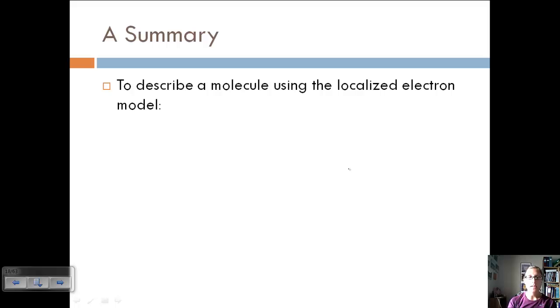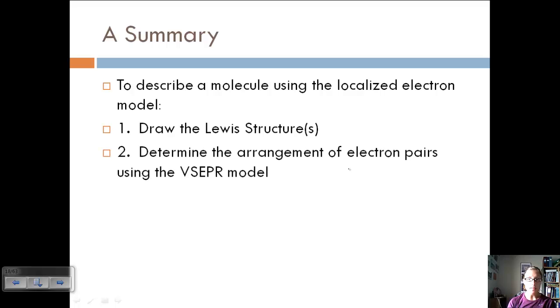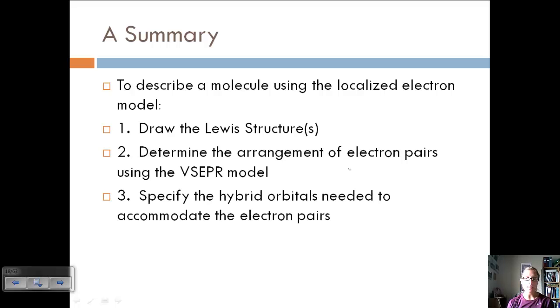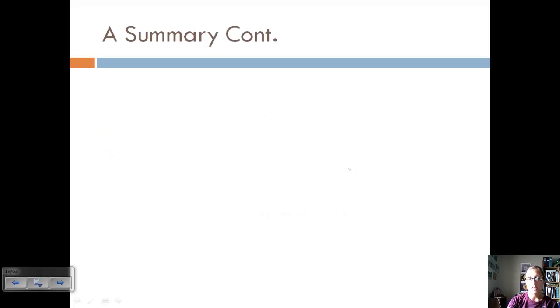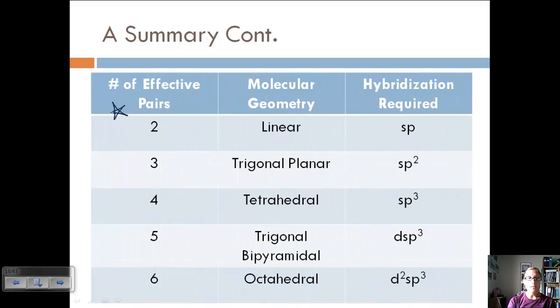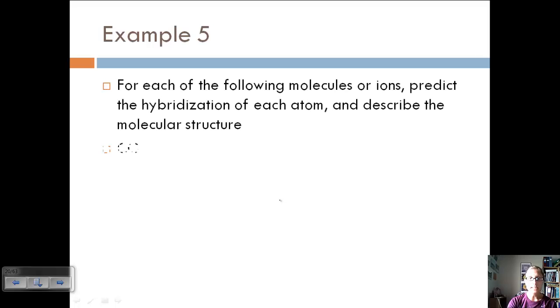Okay, so let's kind of just review real quick. To describe a molecule using the localized electron model, you need to draw the Lewis structure. Then you need to determine the arrangement of electron pairs using molecular geometry or VSEPR, and then you specify the hybrid orbitals needed to accommodate all those electron pairs. Based on the number of effective pairs that you have, here's your general geometry, and then here's the hybridization. You can think about it based on where the valence electrons are and what element they're being contributed from, and that's going to coordinate to either d, s, or p, which should help you figure these out. So number of effective pairs related to geometry related to hybridization. This is going to be important to know. So what I'd like you to do is go through and try these, and then we will do them together in class and just review, make sure you know what's going on.